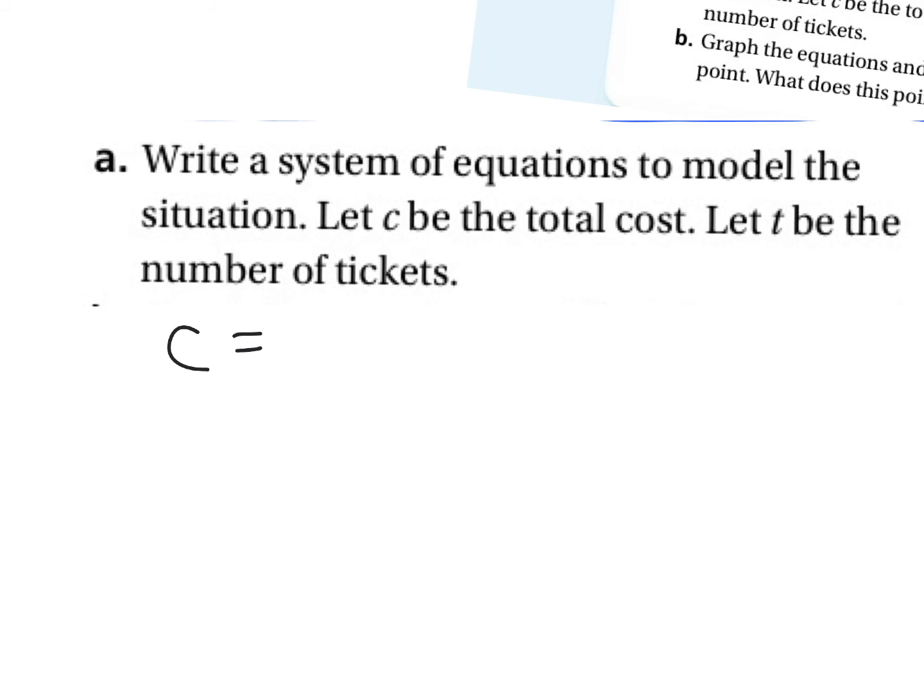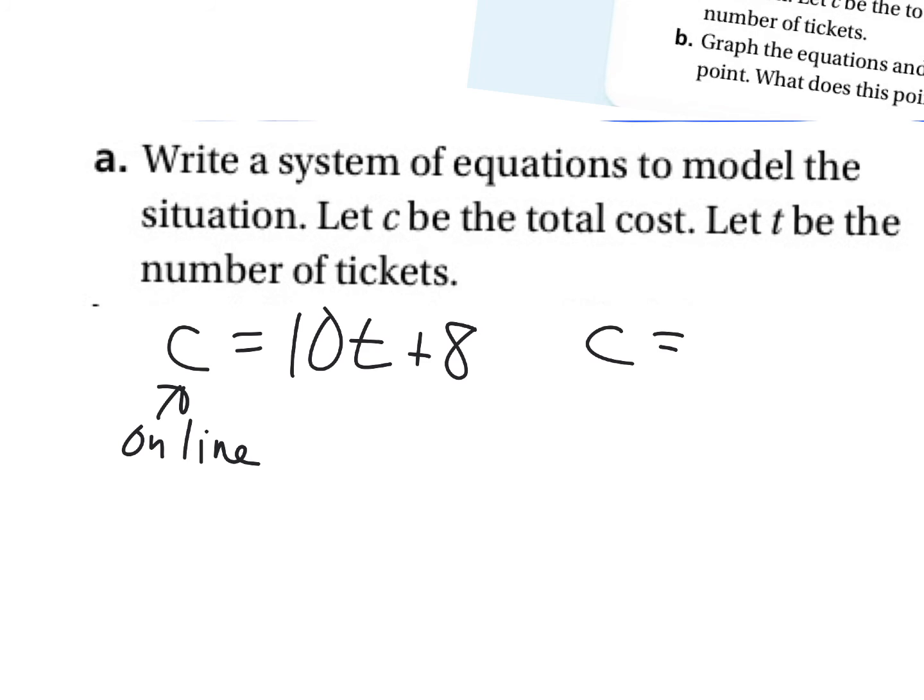So our first equation, if we're buying them online ahead of time, is $10 per ticket plus $8 service charge. So C equals 10T plus 8. This would be if we're buying them online. Our second equation is just $12 per ticket, so it would be C equals 12T, and that's if we're buying these at the door.